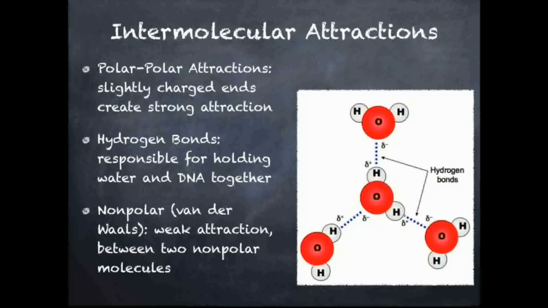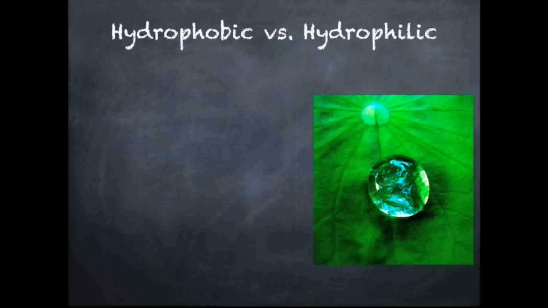But these are pretty weak, and they don't last as long as polar-to-polar attractions. DNA is really tough. It will stay together for thousands of years, possibly, but something like a van der Waals force, maybe a few seconds, maybe a minute if you're lucky. They're much shorter. All right.